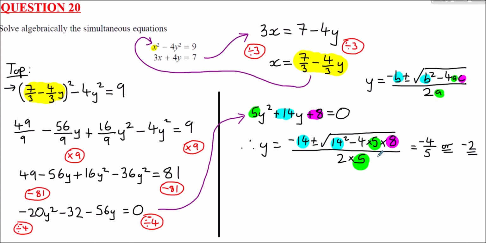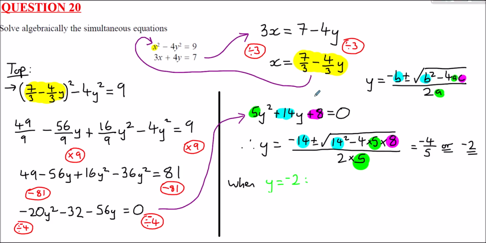So now we need to solve for x. So we've got 2 different options for y. So we'll go for when y is minus 2 first. So when y is minus 2, we can use this equation for working out what x is when y is minus 2. So from before, we worked out that x is 7/3 minus 4/3 y. So we can compute x using this.